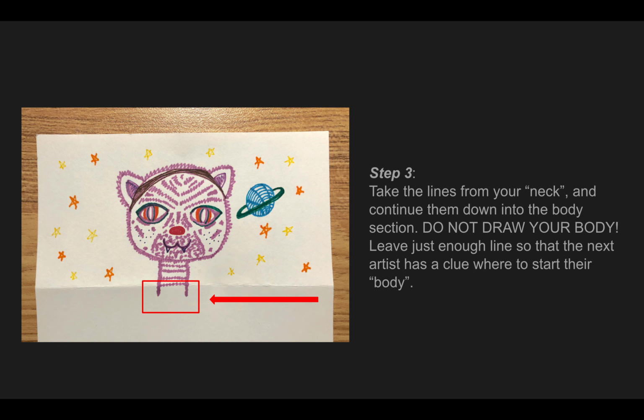Step three, we're going to take the lines from the neck and continue them down into the body section. Don't draw your body. You're just going to leave enough lines so that the next artist has a clue where to start their body. So again, you're not drawing the body. You're just bringing down those lines from the neck into the body section so that way we have a clue of where to start.